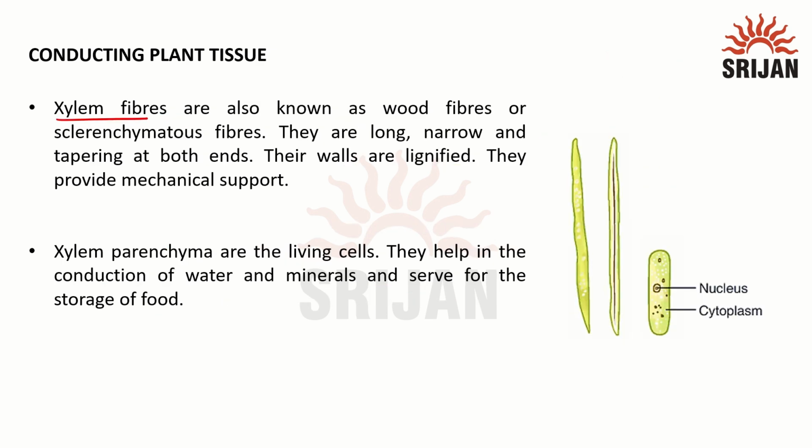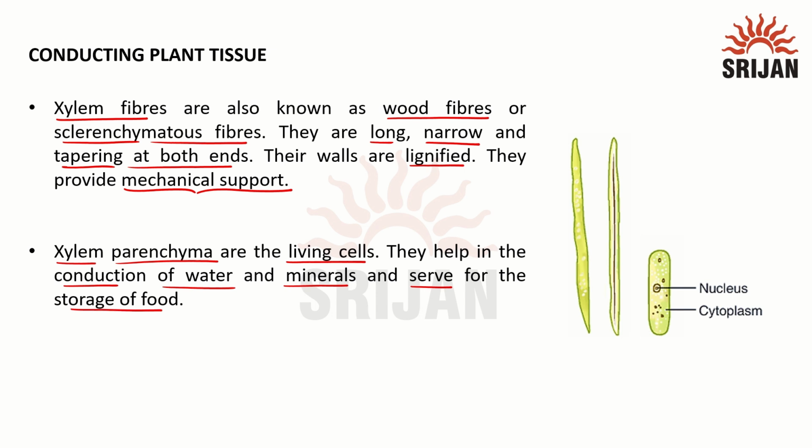Next element is the xylem fibers. That's like a sclerenchyma. It is a dead fiber. So it is also known as wood fiber or sclerenchymatous fiber. These are also long, narrow, having tapery ends. They have a lignified cell wall and they help in providing mechanical support and they do not help in the conduction part. Next, we have xylem parenchyma, which is the only living cell present in the xylem. They help in conduction of water and minerals and serve for the storage of food. So this has nucleus and cytoplasm just like any other plant cell.